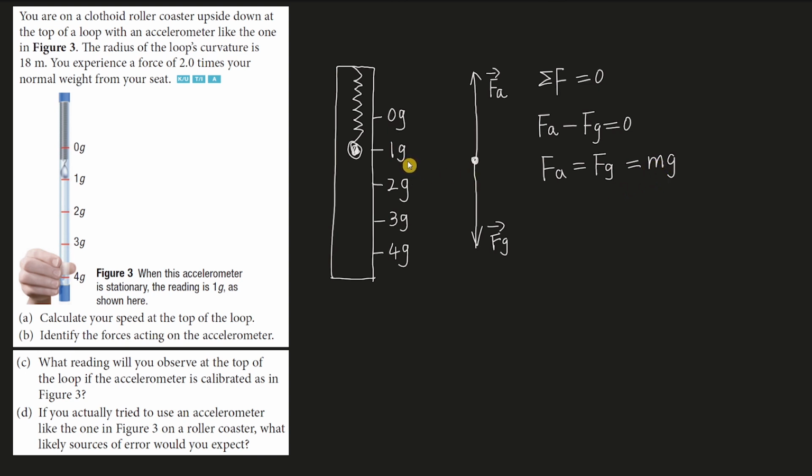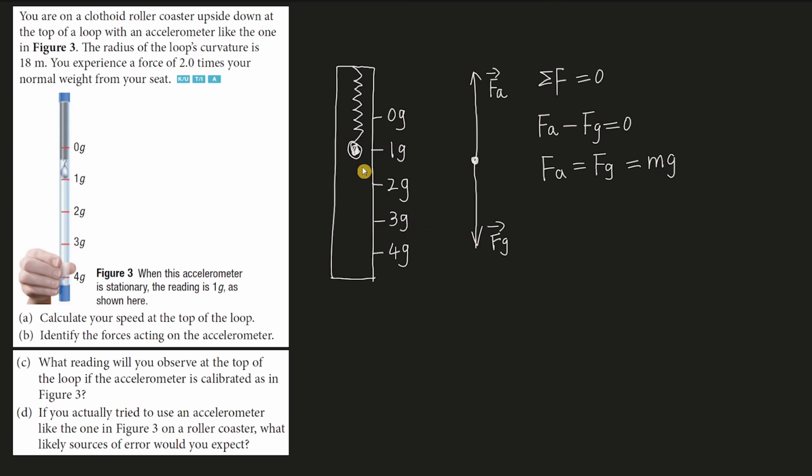Now the reading of the accelerometer is 1G. That means when the pulling force of the spring on the ball is mg, the reading on the accelerometer is 1G. So when the ball is at 2G, the pulling force of the spring on the ball should be 2mg. When the ball is at 3G, the pulling force of the spring on the ball should be 3mg.